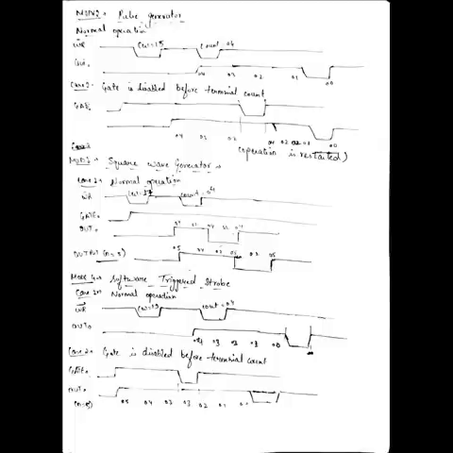Now in 8253 we have 6 operating modes of the timer IC 8253. The 6 operating modes are: mode 0, interrupt on terminal count; mode 1, hardware triggered one shot; mode 2, rate generator; mode 3, square wave generator; mode 4, software triggered strobe; and mode 5, the last one, hardware triggered strobe. So starting with mode 0, that is interrupt on terminal count.